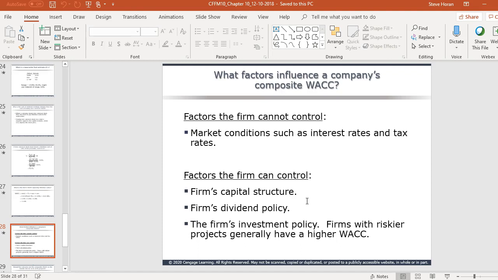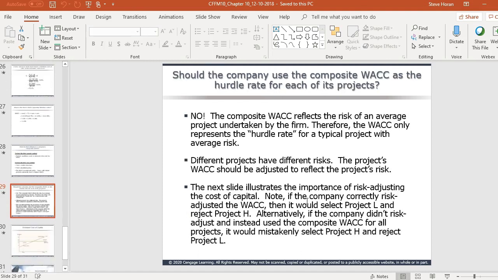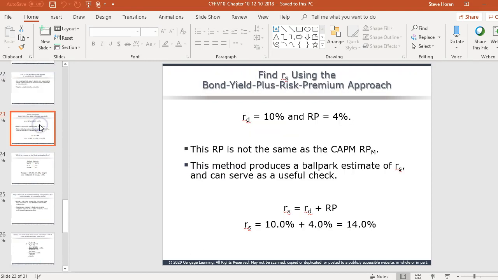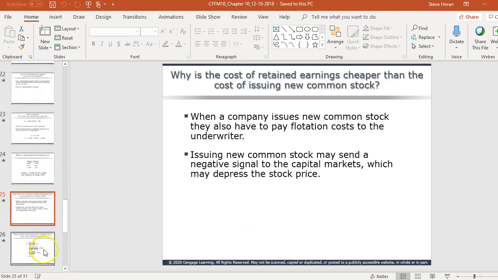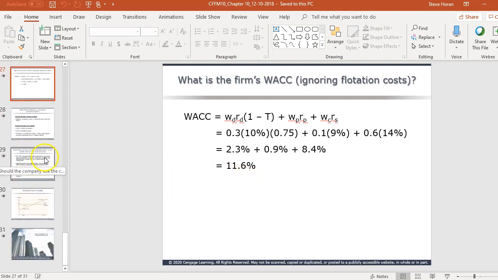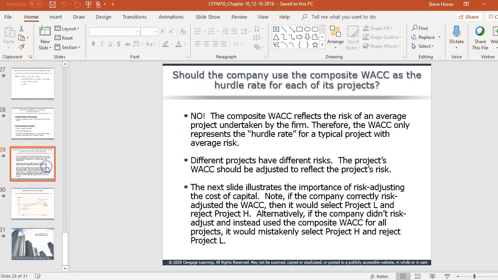Okay, so firms with riskier projects generally have a higher WACC. And keep in mind the industry you're doing this in matters also. Some industries will just require more risk. Some will not. That's part of the nature of it too. Now, we came back and we calculated the WACC for our model company here. We came up with 11.6. That kind of said that's a baseline, a starting point. It doesn't mean we always use that amount when it comes to making decisions.